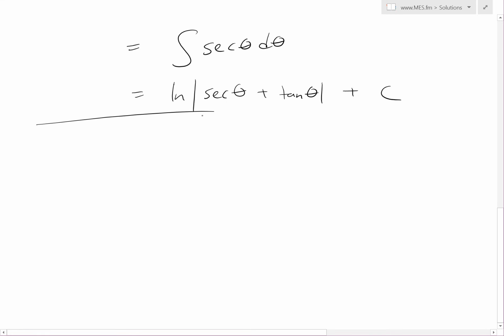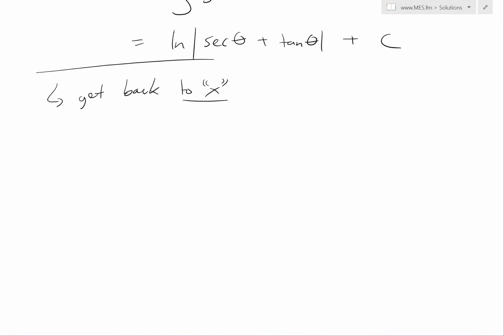But now we have to get back to our variable x. So to get back to this variable, we know that x equals a secant theta. So if we rearrange this, secant theta is equal to, just divide the a out, x over a.